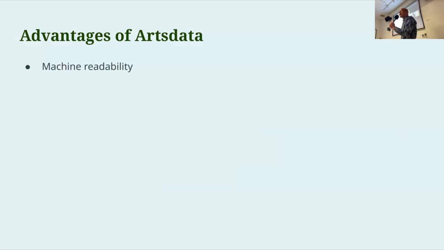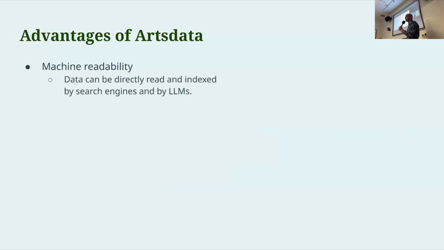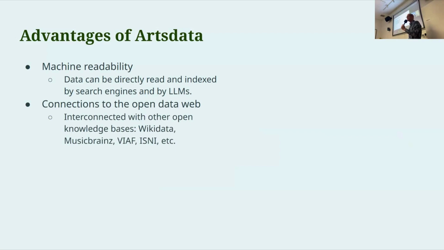Other advantages, it's machine readable. So search engines and large language model chatbots can crawl Artsdata, can index it, can download it. It's also connected, just like the Google Knowledge Graph, to the web of open data. So we're connected to Wikidata, to MusicBrainz, to VIAF, and a bunch of open-based registry or authority files, call them whatever you want.